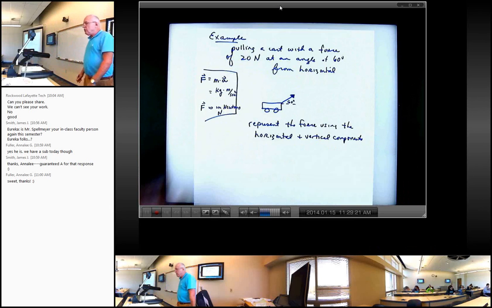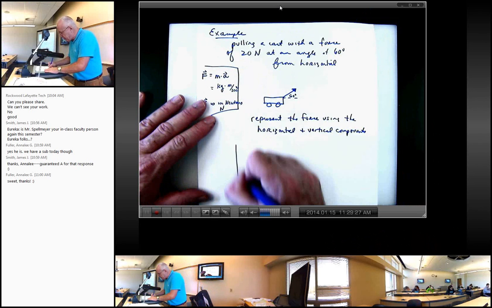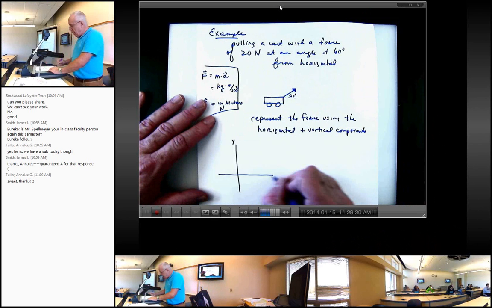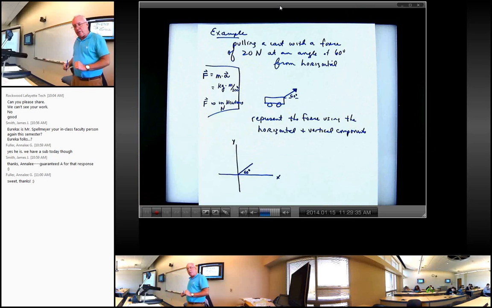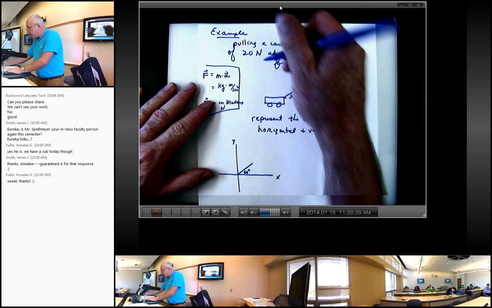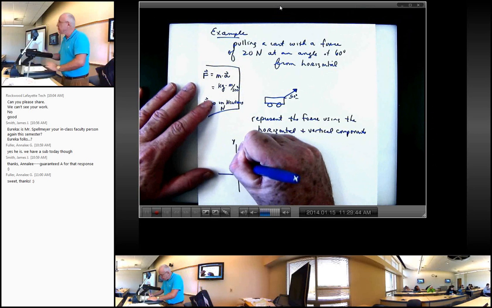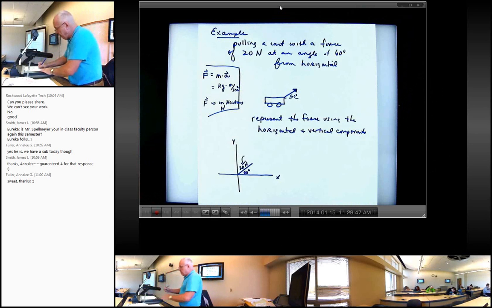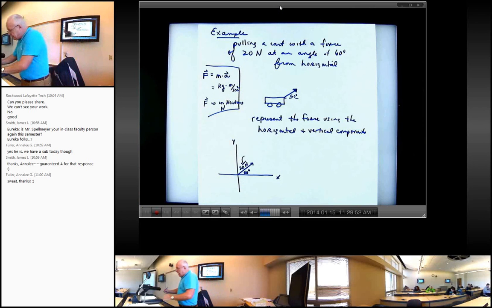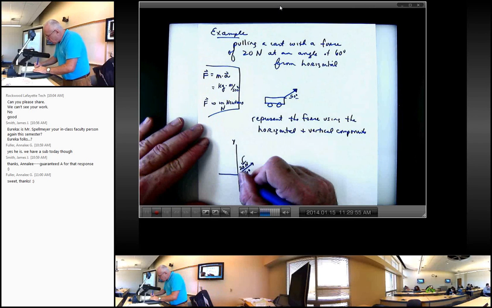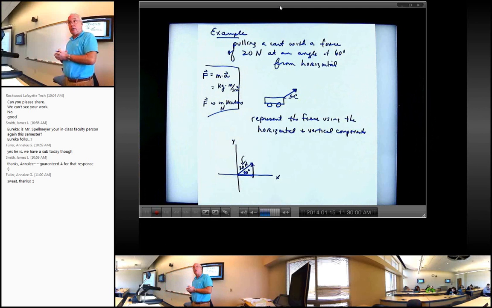Okay, so basically here, let's just abstract this. Here's our angle of 60 degrees from the horizontal, and we know that the force has a magnitude of 20 newtons. So that's our force vector going up at an angle. We want to get the horizontal and vertical components of that, and we just use the sine and cosine to do that.